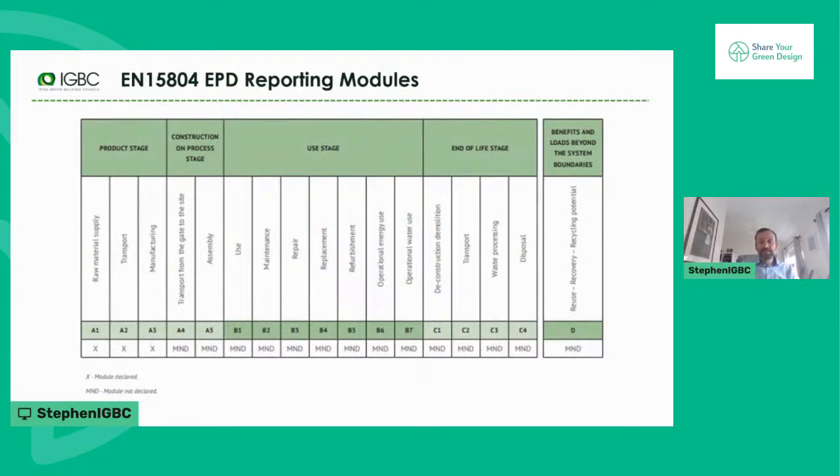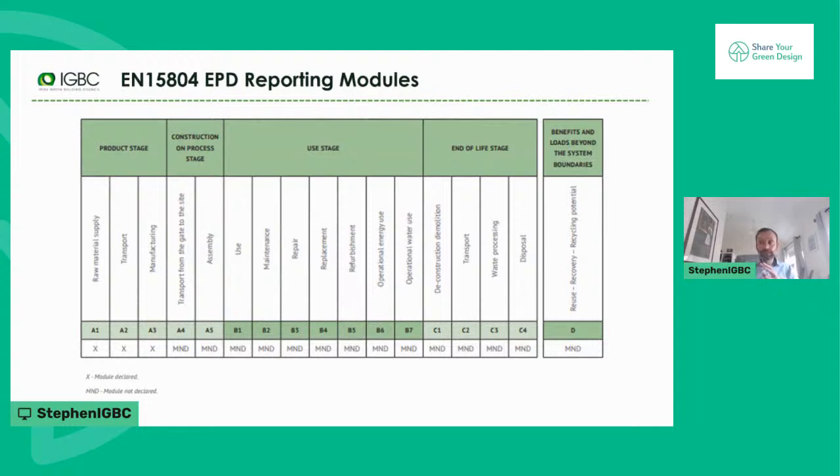Now, an EPD will always declare modules A1 to 3. You can see the modules here, they're exactly the same in the standard for materials as they are in the standard for buildings. So an EPD will always give you the A1 to A3, that production stage of the life cycle. And this is usually where most of the environmental impact occurs anyway. And it's also the only stage that can be measured rather than estimated.